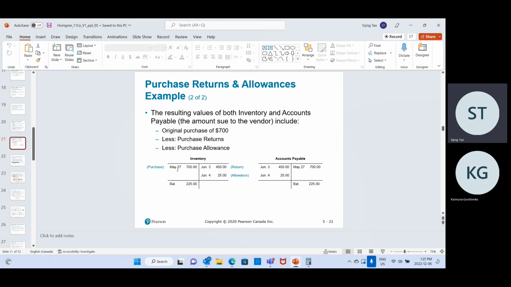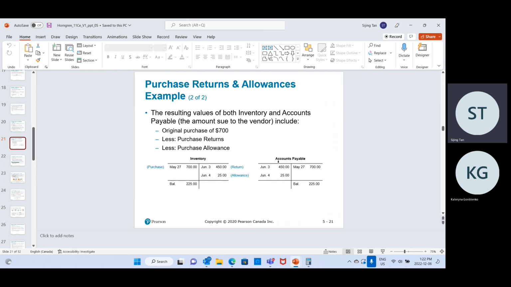For inventory, on May 27th, we purchased 700 of inventory, then returned 450, and then received a $25 allowance from the seller. The balance of the inventory will be 225.